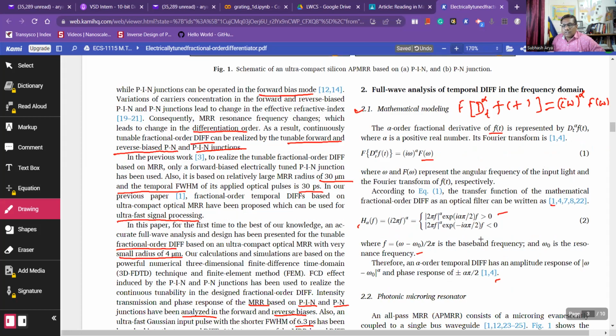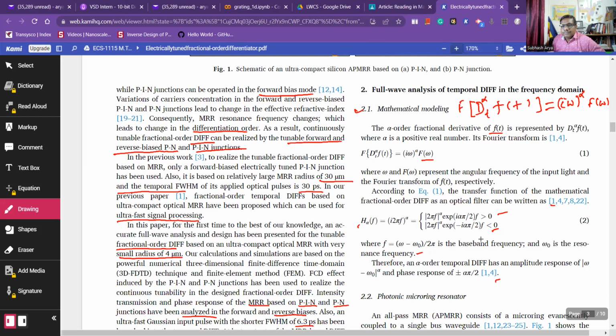So now coming to fractional order, when this value is greater than 0 and when it is less than 0. So these two values are here. So i omega is written, I think, here as 2 pi f. Okay.